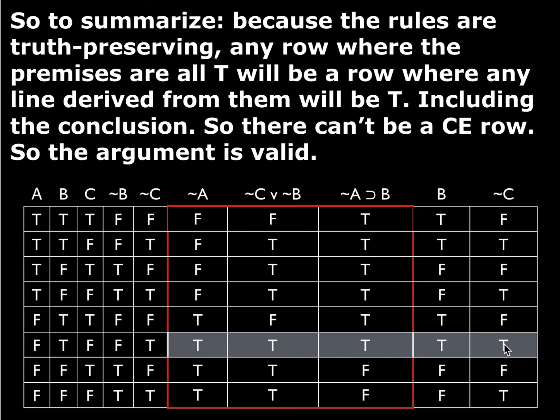So to summarize, because the rules are truth-preserving, any row where the premises are all true is going to be a row where any derived line, or any line derived from the premises, will be true, including the conclusion. So there can't be a counterexample row, so the argument will be valid if you can derive the conclusion.